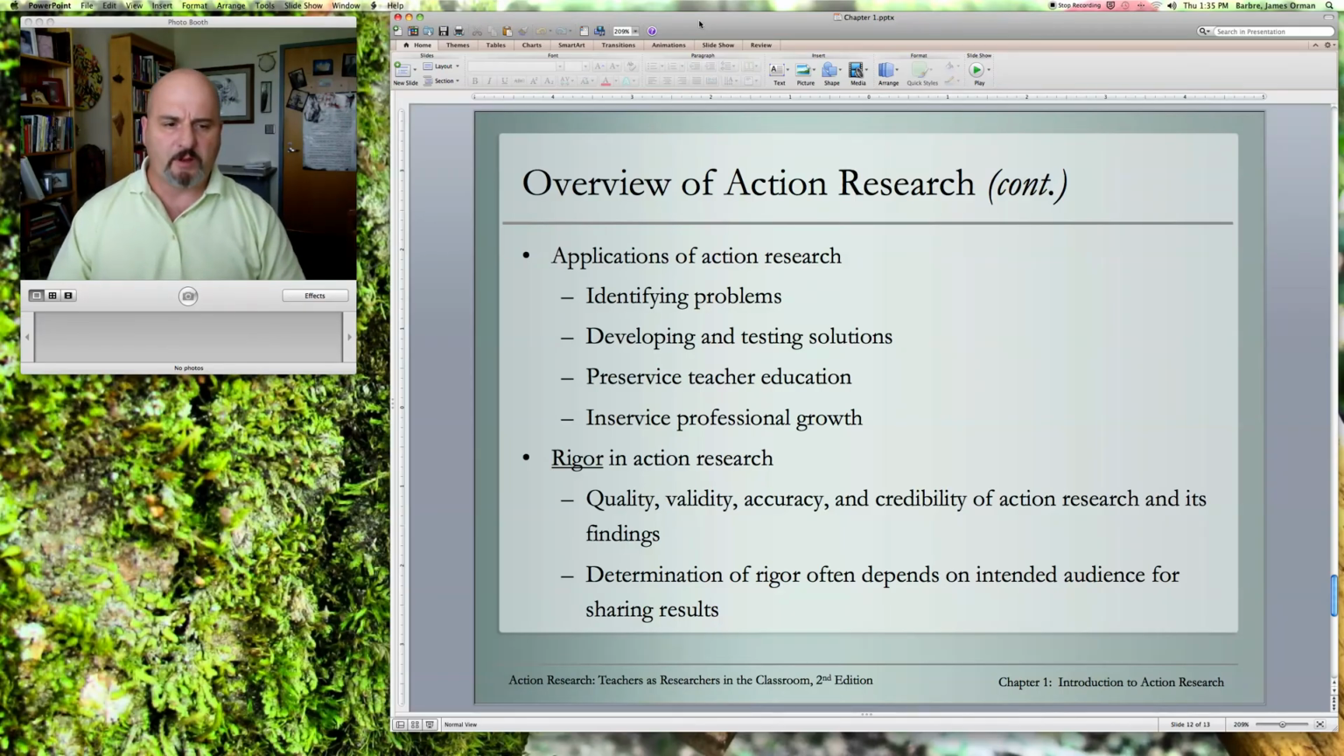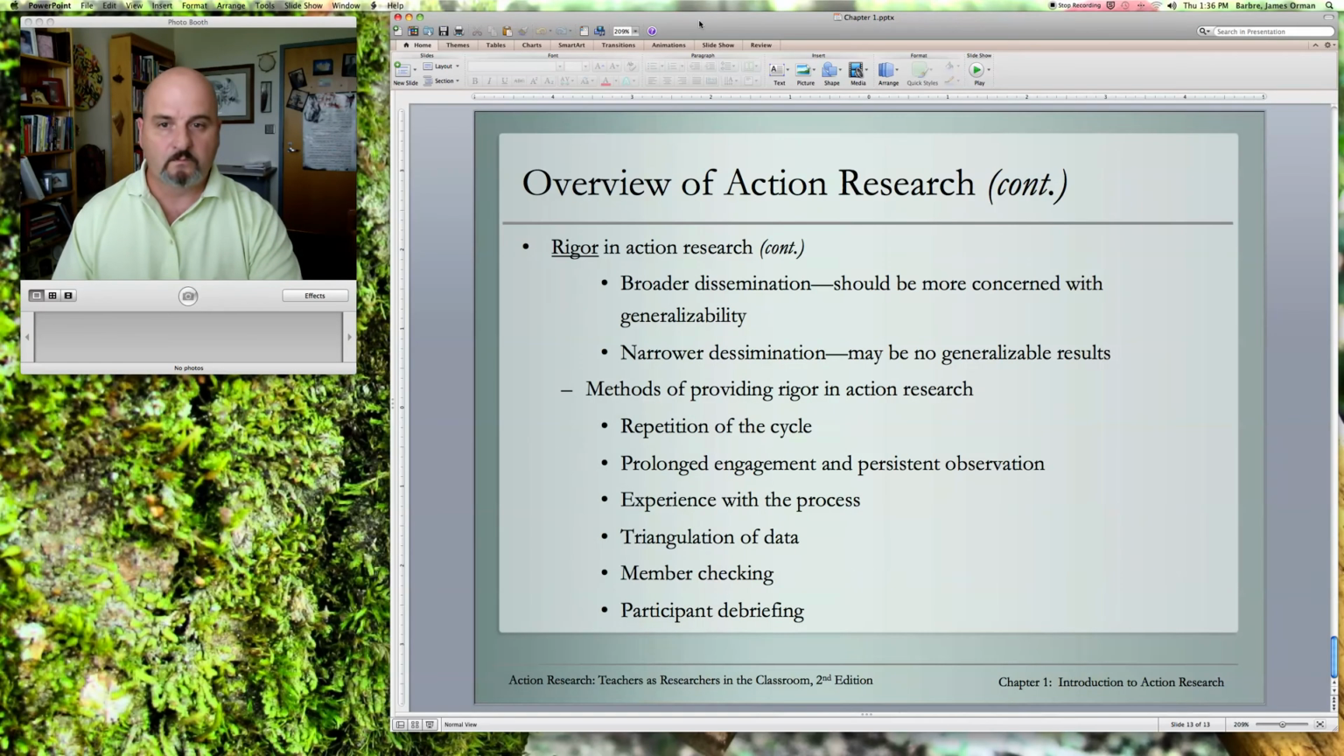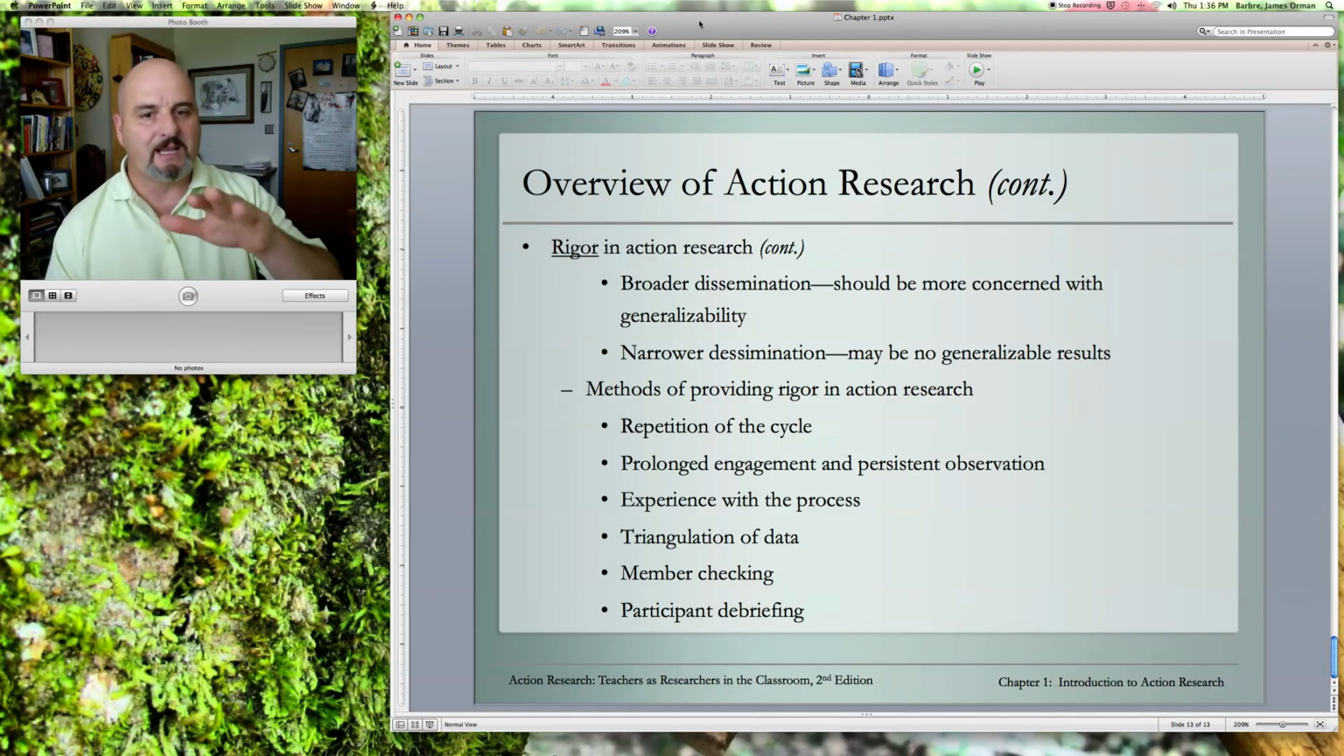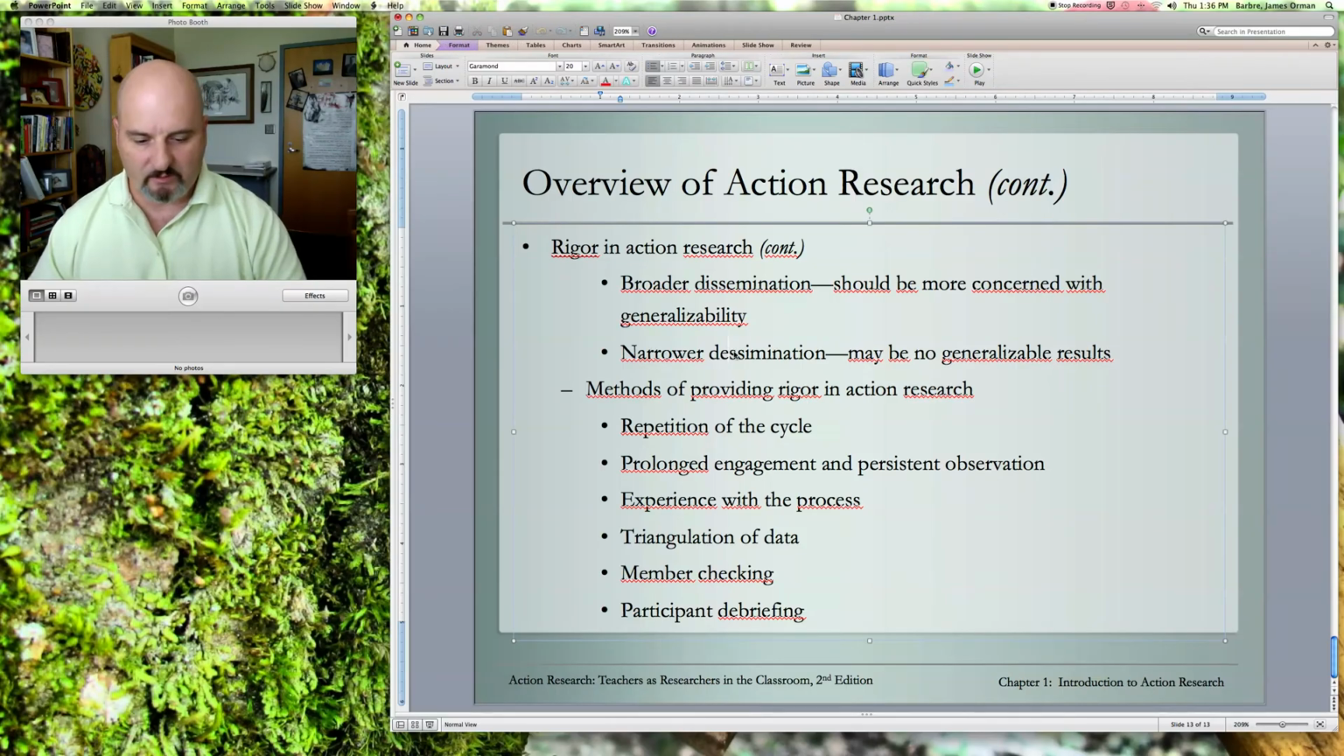Determination of rigor often depends on the intended audience for sharing results, meaning it'll be different for early elementary as opposed to senior high. So, that'll just be something to be sensitive to. Okay. Now, talking about, again, rigor in action research, you're talking about a broader dissemination. Now, something I want to draw your attention to here is that in talking about a broader dissemination, and look at this, I cannot believe this happened.